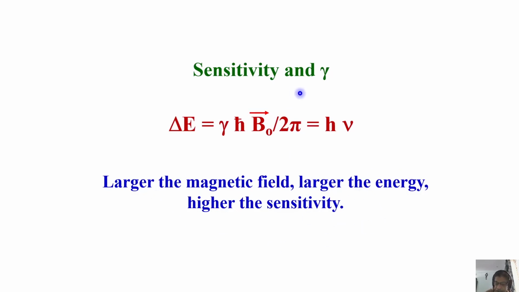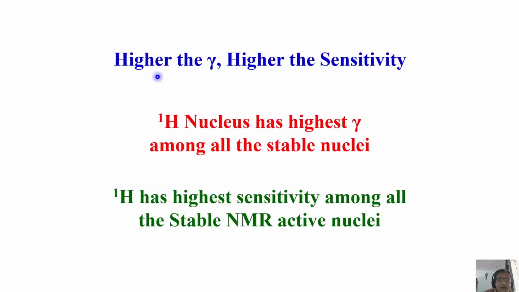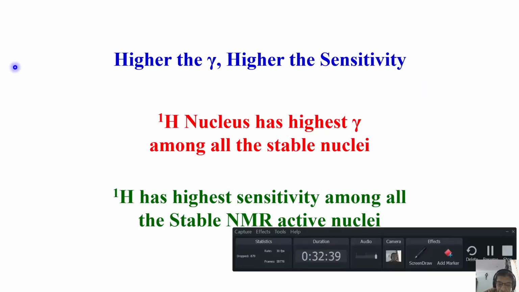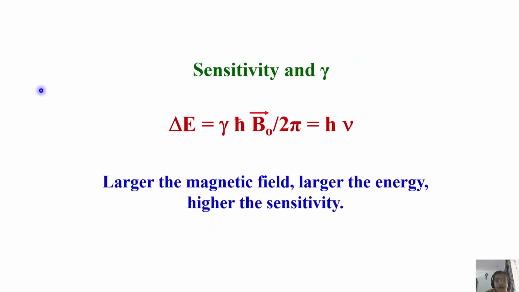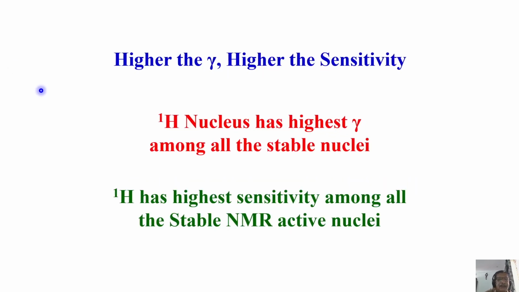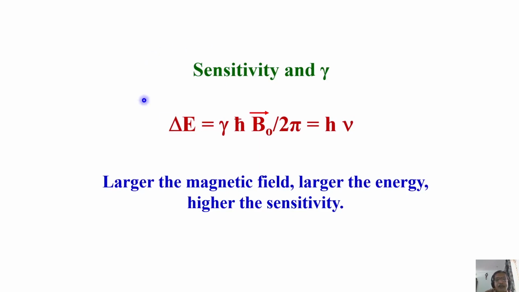Now, what happens with gamma? Higher the gamma, higher the sensitivity. How? I'll tell you now. Okay, so we'll come back and discuss more about sensitivity enhancement or dependence of the sensitivity on gamma. Maybe in the next class we'll discuss.